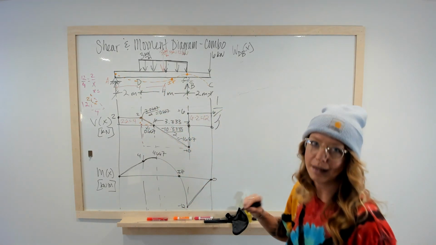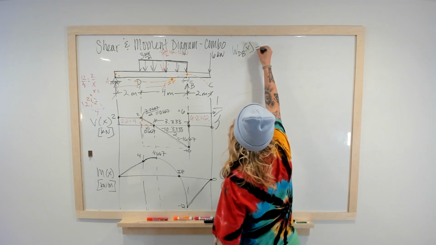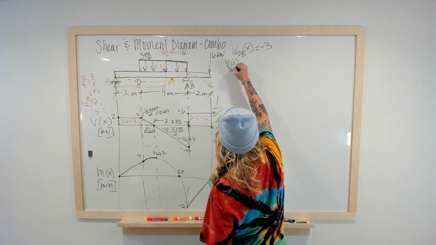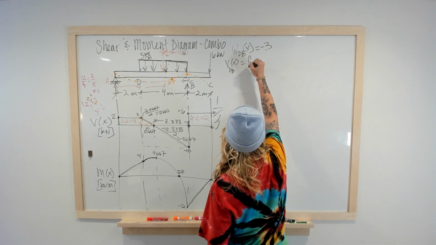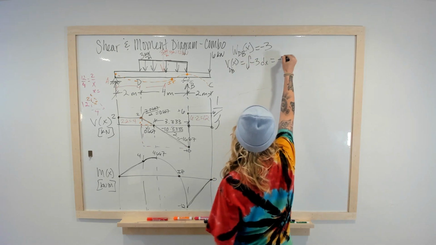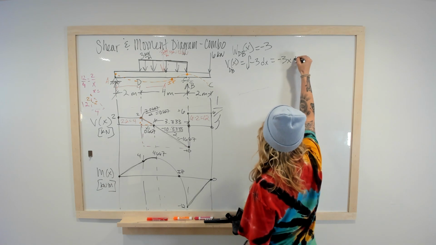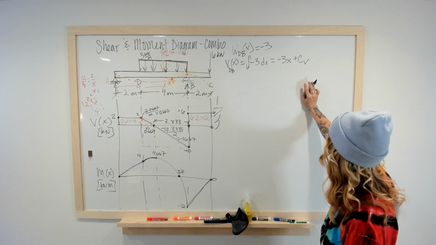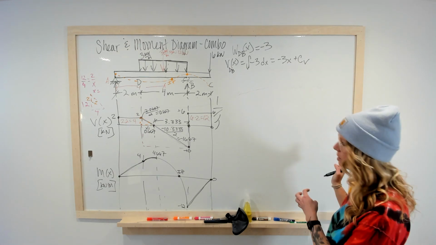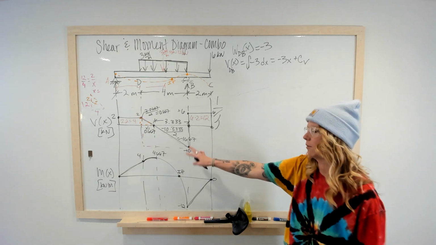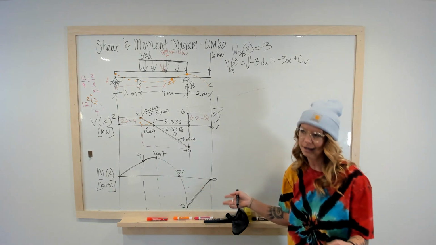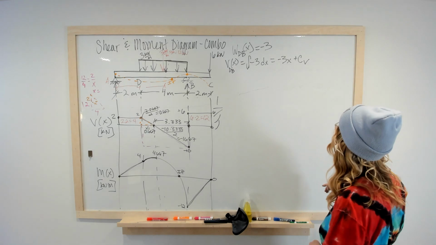And it's 3 going down. So we have negative 3. V of x from D to B is equal to the integral of negative 3 dx, which is equal to negative 3x plus C_V. Some people put 1 here. I like to make sure that it's the constant that is correlated with whatever equation I'm doing. Sometimes if you start down here, then your C1 would be your C_M. I think it makes more sense.